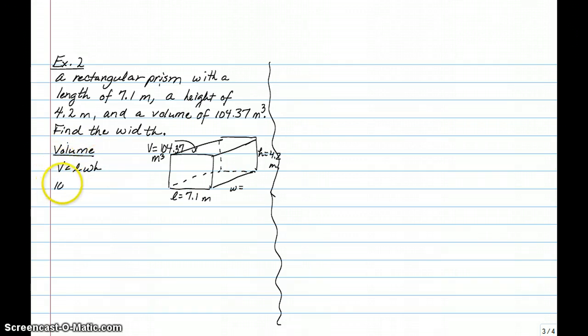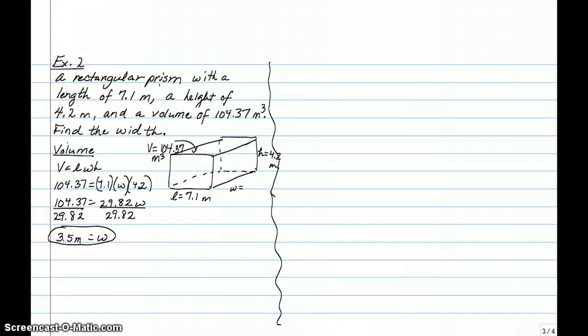We're going to substitute. V is 104.37, and it equals your length, 7.1, times the width, which you don't know, times the height, which is 4.2. You can multiply in any order you want to. And 7.1 times 4.2 is 29.82 times W. Now we're going to use the division property of equality because we want to solve this algebraically. So we're dividing by 29.82 on both sides, which leaves us with W on the right, and then you simply divide 104.37 by the 29.82. Your answer will give you 3.5 meters for the width. All right, now using that, we can then move on to surface area.